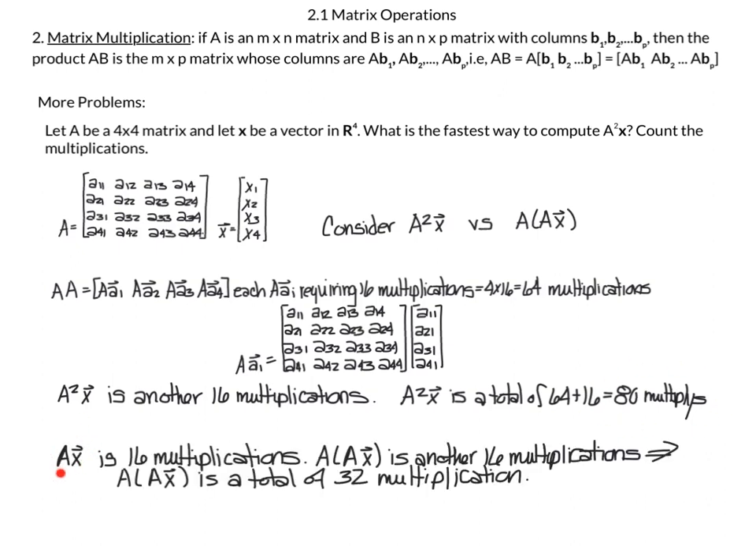Compare that to A times X. We already said A times X is 16 multiplications. And then A times that result, well, this is just a vector now. Is that right? A times X. Yes, it's just a vector. So this is another 16 multiplications, for a total of 32 multiplications. So obviously, the second way is the faster way to do it. You wouldn't think it would be such a big difference, but I guess if you're in computer science, 80 versus 32 matters. I would definitely prefer to do 32 multiplications by hand than 80. So definitely this is a big win in my mind.